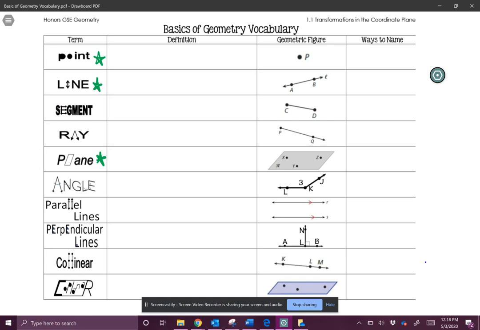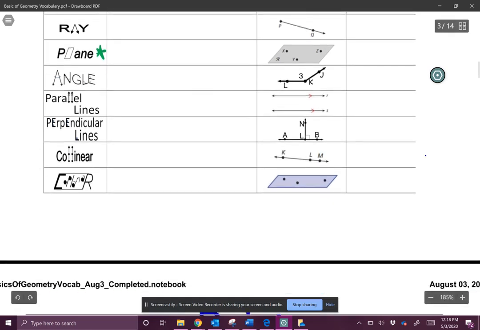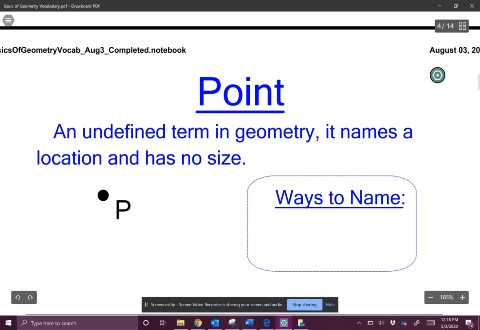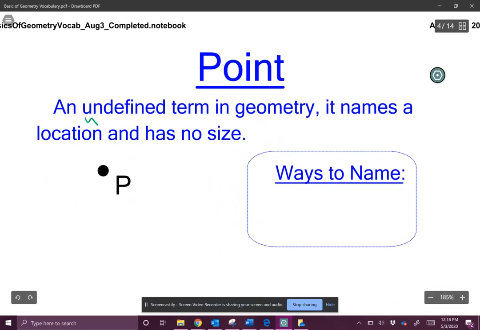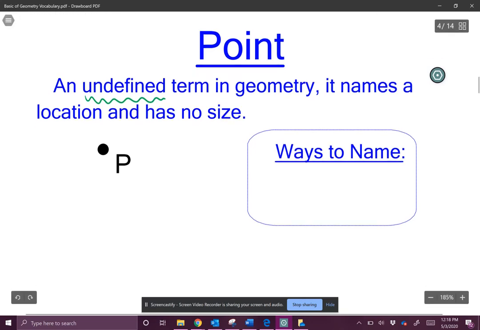So let's move forward with our definitions. Our first one here is a point. A point, again, is one of those undefined terms in geometry. It names a location and it has no size. The way to name a point would just be writing point P. If you were writing it out as a statement, in a proof, or in a sentence, you would just write point P.